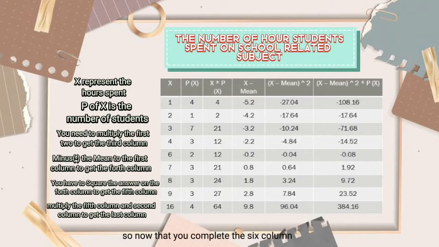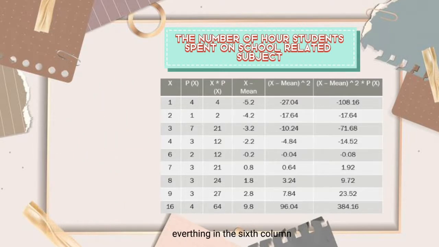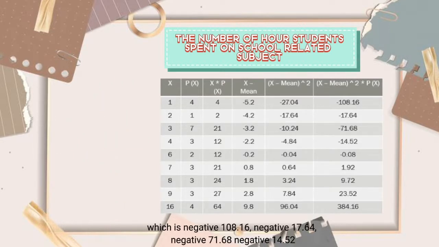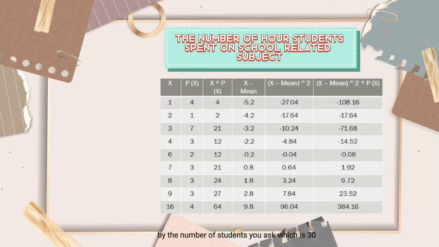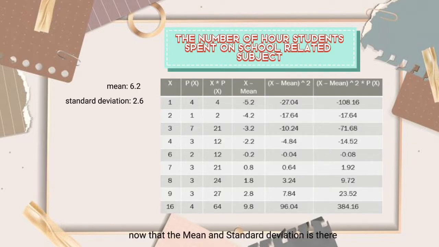Now that you have completed the sixth column, you can solve the standard deviation. First, sum up everything in the sixth column: 108.16, 17.64, 71.68, 14.52, and so on. Divide by the number of students you asked, which is 30, and take the square root of the answer. The standard deviation will be 2.6.